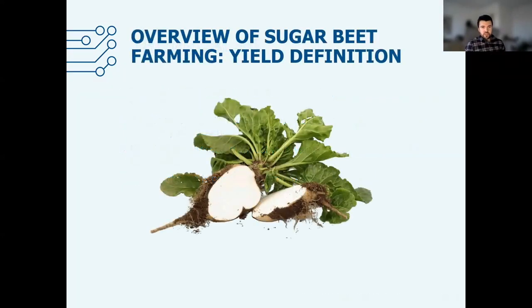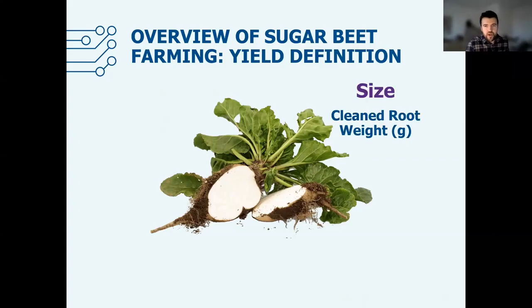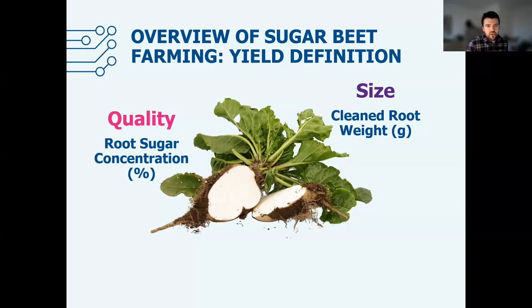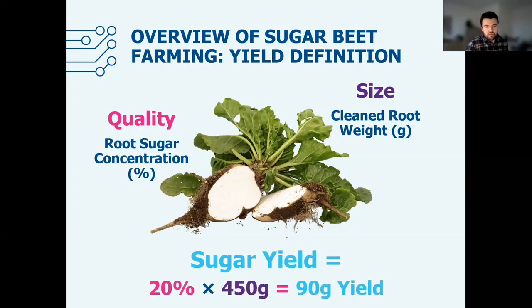So as we'll see here, I just wanted to give you an overview of sugar beet farming. When I say yield, what does that exactly mean? So here's a sugar beet, and there's two aspects to this. The first one is the size of the sugar beet, and here you can see it says the cleaned root weight. As you can see on that beet, there is some dirt. It's then cleaned, and the size of that beet in weight is one component of the yield. The second component is the quality component, which is what concentration of sugar lies within this beet. And then quite simply, the concentration of sugar multiplied by the size of the beet is the yield that you're going to achieve.